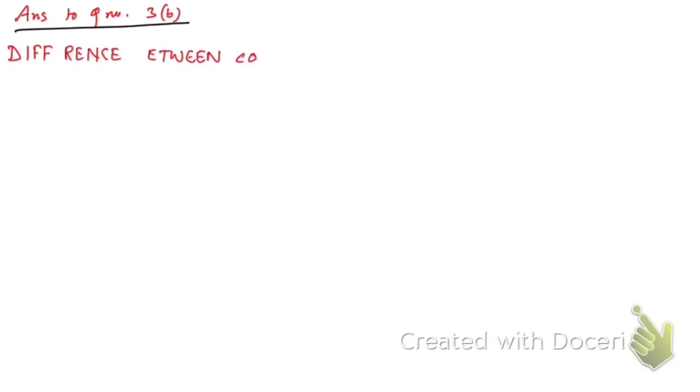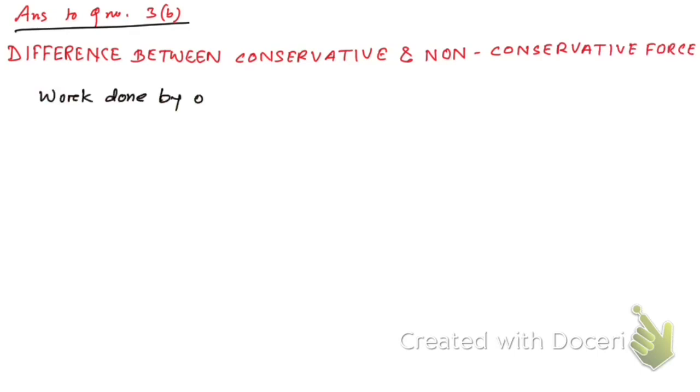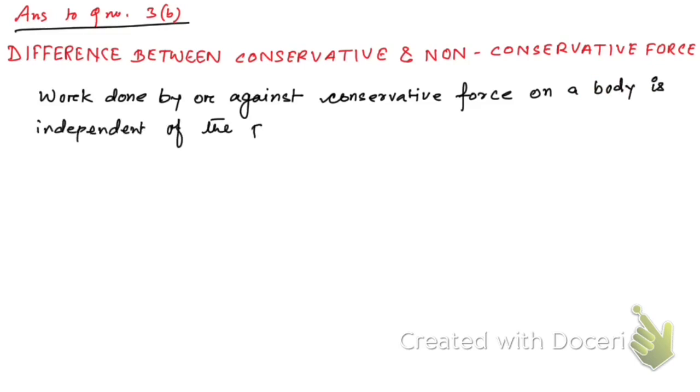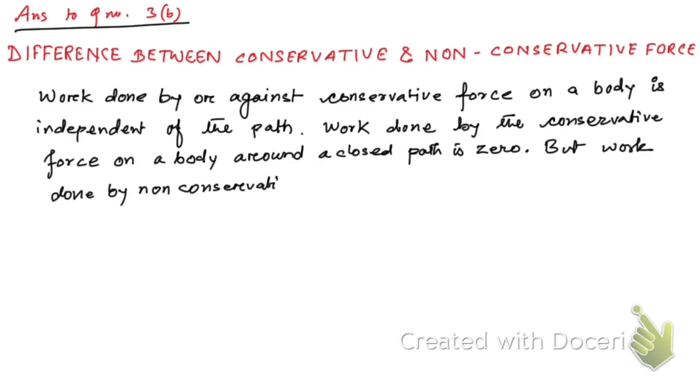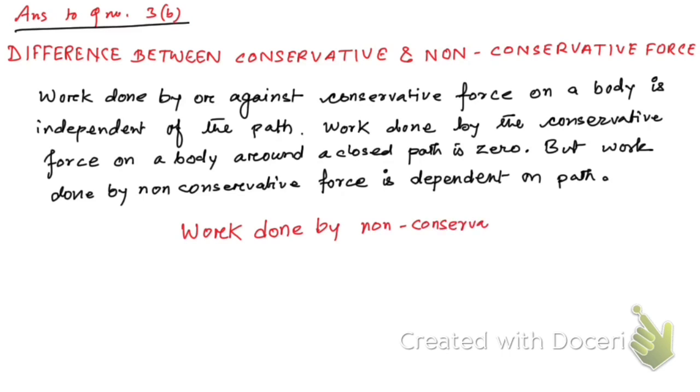So, the difference between the conservative and non-conservative force: the work done by or against the conservative force is independent of path. It doesn't depend on path, it depends on final and initial position only. And work done by the conservative force on a body around a closed path is 0, but work done by non-conservative force is dependent on path. Okay, so I will explain it. Now, work done by non-conservative force, we need to discuss. The question asked to discuss the work done by non-conservative force.